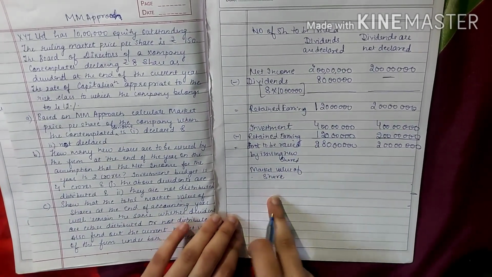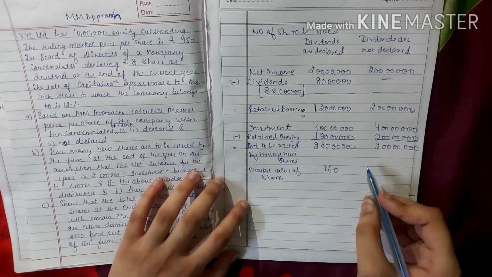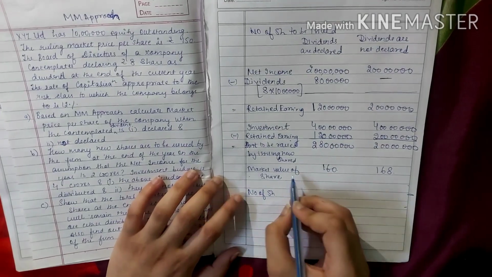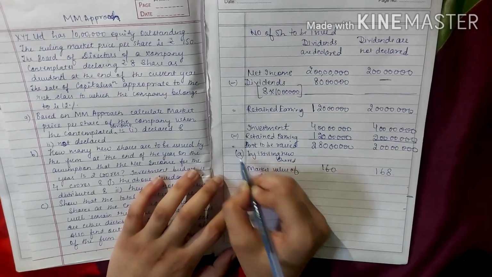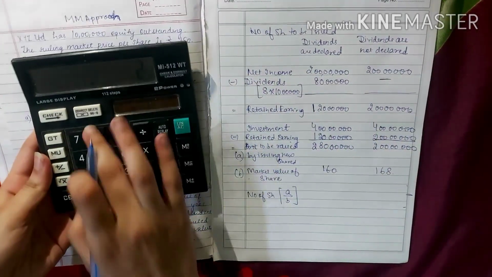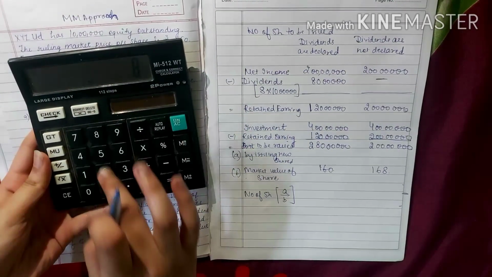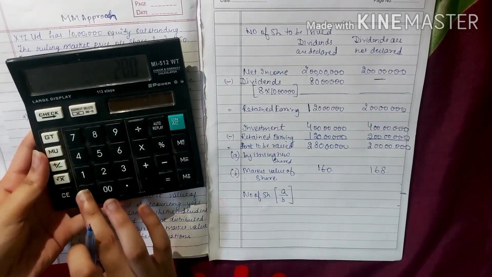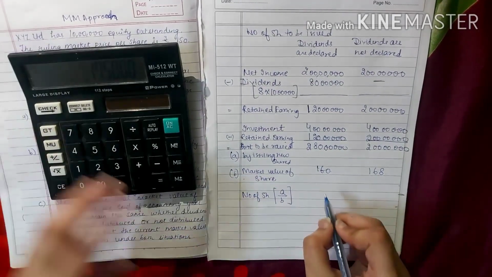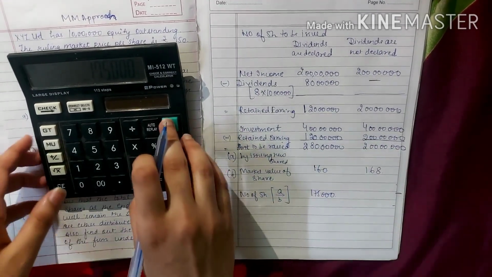This market value of shares has been calculated by us in the first part. It was 160 when dividends are declared and 168 when dividends are not declared. So the number of shares is, let's write it A divided by B. 2 crore 80 lakh divided by 160. So 1,75,000 shares are issued when dividends are declared.